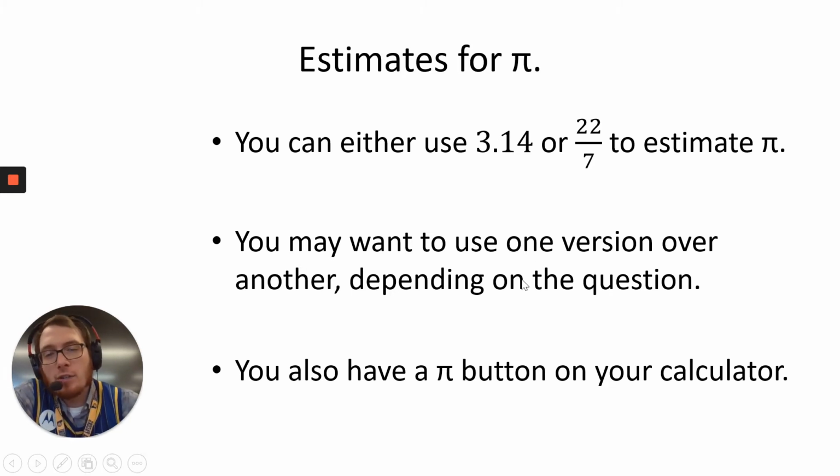Depending on the question, you could use one version over the other, but honestly, you should use the pi button on your calculator if you have a scientific calculator. You'll be able to tell because it has lots of buttons. The basic 4-function calculator won't have all those buttons, but if you have a scientific calculator, you need to figure out where the pi button is and how to make that a decimal answer as well.